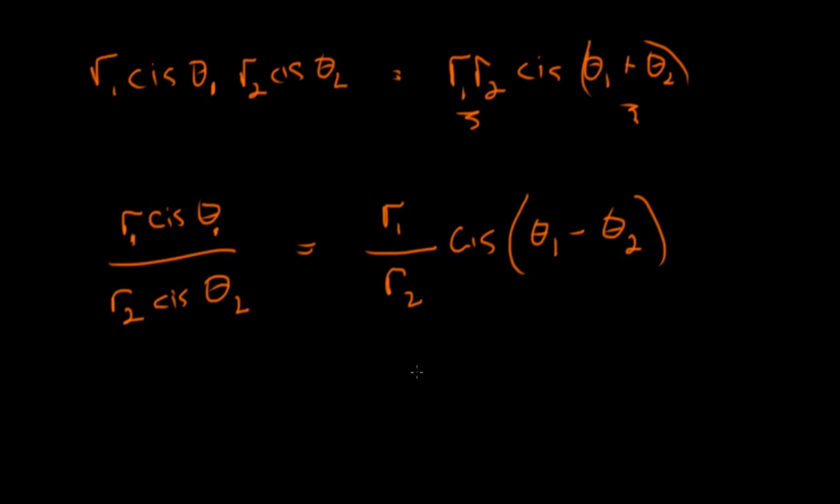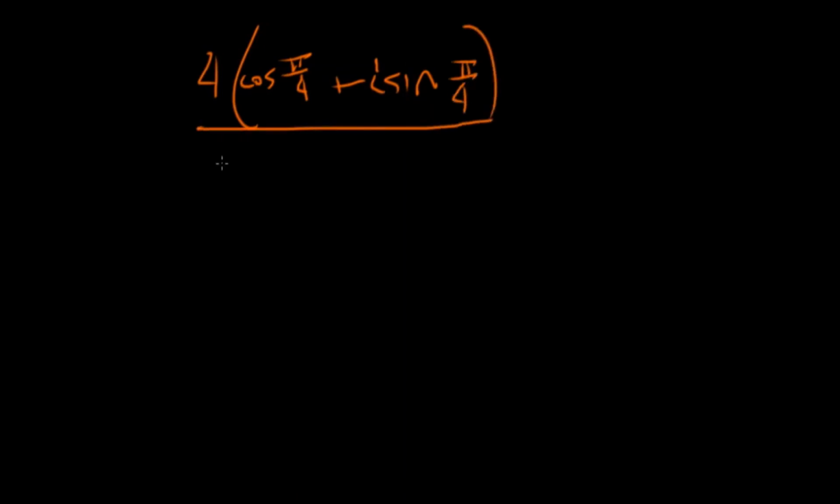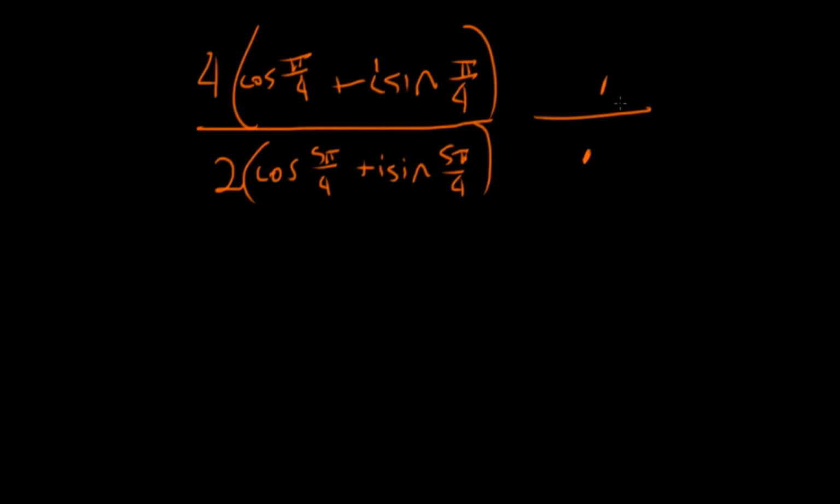Let's do a quick division one. Let's show how powerful this is. If I want to divide 4 cosine pi over 4 plus i sine pi over 4, and I want to divide by 2 cosine of 5 pi over 4 plus i sine 5 pi over 4, there is no need to multiply by any conjugates. Or I could multiply by cosine 5 pi over 4 minus i sine 5 pi over 4 on the top and the bottom, but there's no need to do that.